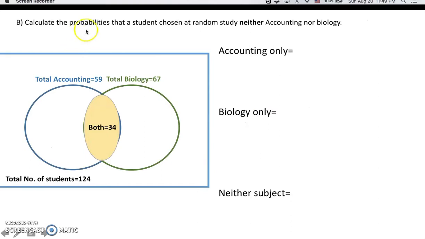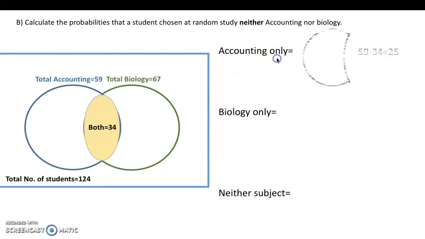Now let's look at question B. Calculate the probability that a student chosen at random studies neither accounting nor biology. As we did before, the number of students who study accounting only is represented by this part of the circle, which is 59 take away 34, which is 25. 25 can also be considered as the area of this part of the circle.